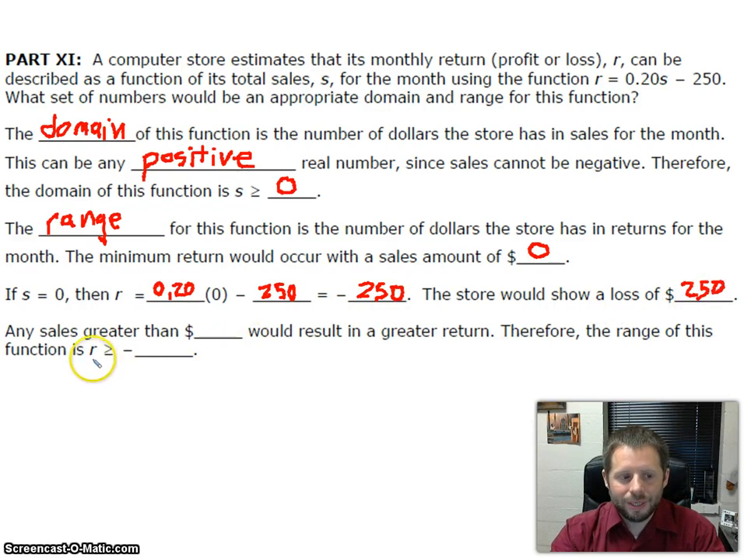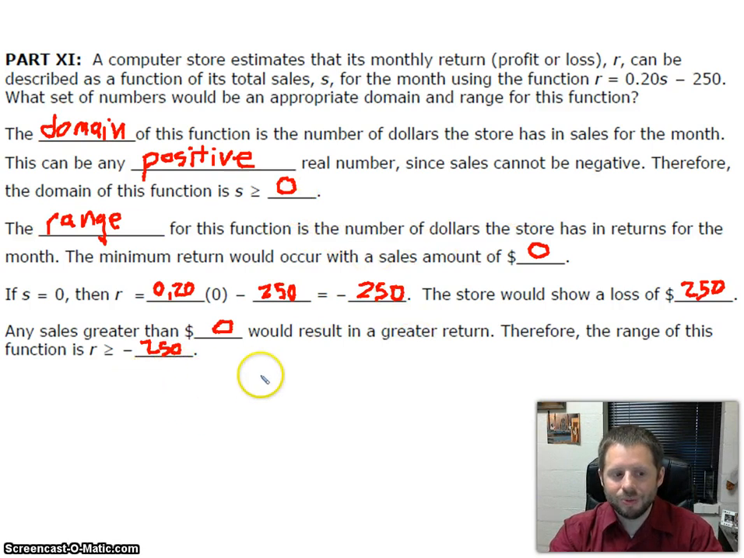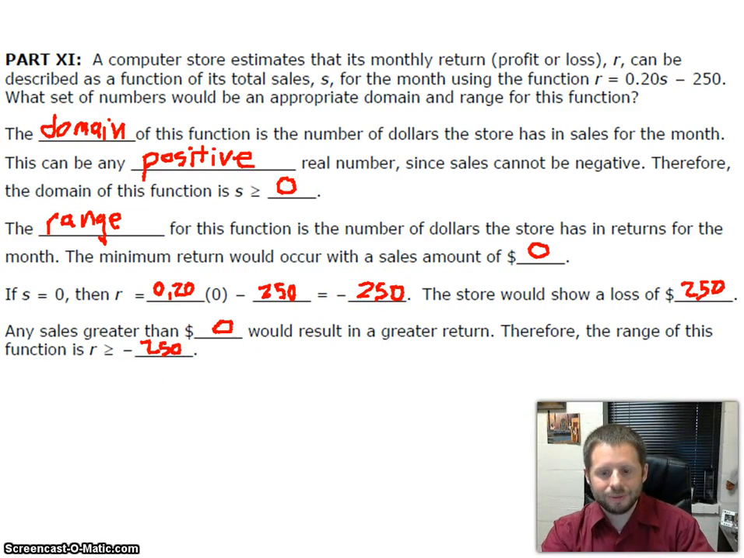Any sales greater than $0 would result in a greater return. So the range of this function is a return greater than or equal to negative $250, because that's the lowest return you can have. Our sales would start at 0 and go up, and our returns would start at negative 250 and go up. And in that instance, you could include decimals.